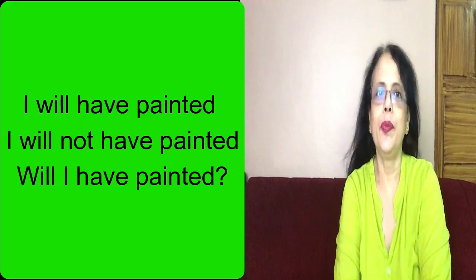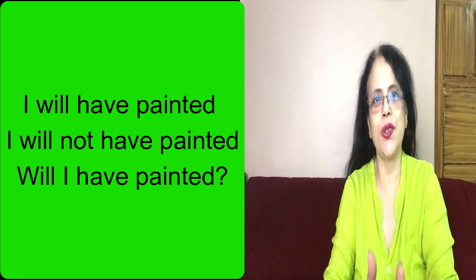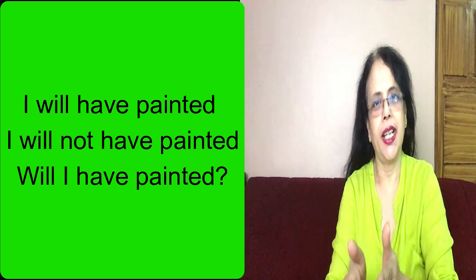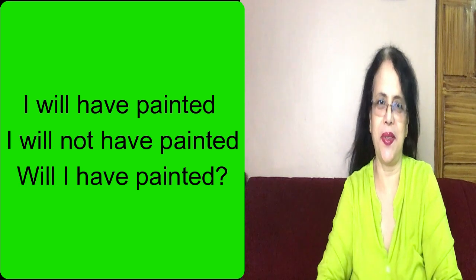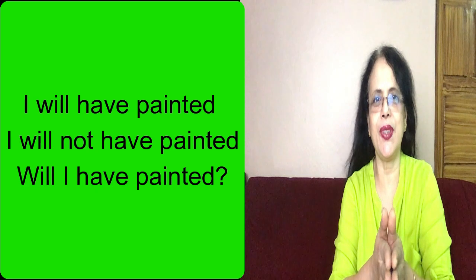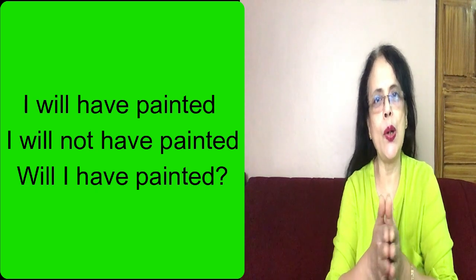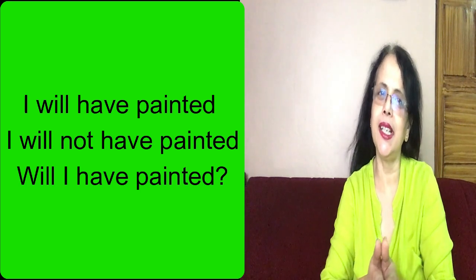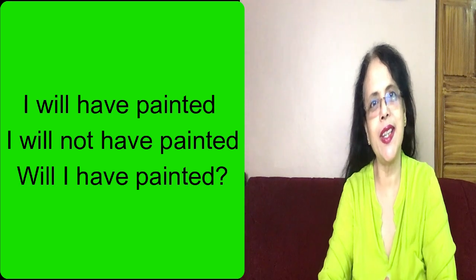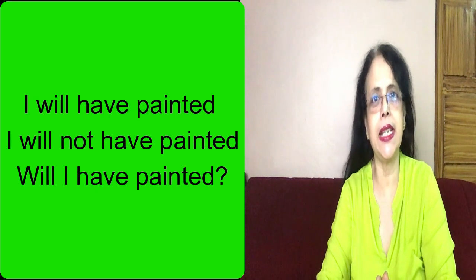Alright, now let's take one positive sentence in future perfect and change it into different forms of the sentence. Let's take the sentence, I will have painted. Okay, I will have painted is a positive sentence in future perfect tense. I will not have painted. This is the negative. Will I have painted? What is that? That's a question. So making questions also is very easy in future perfect.